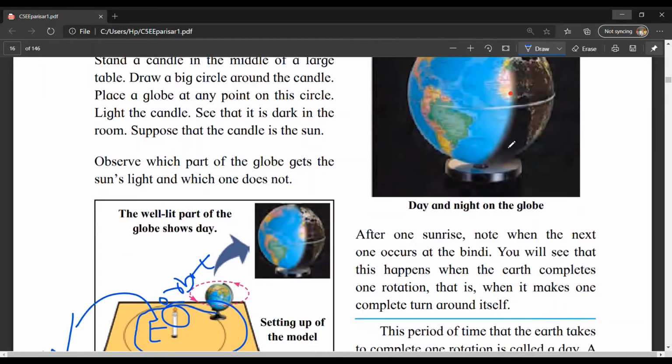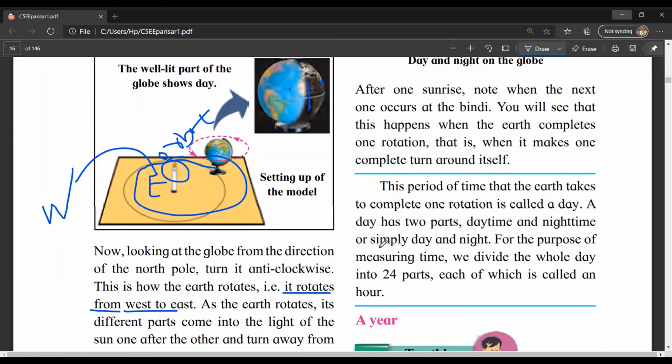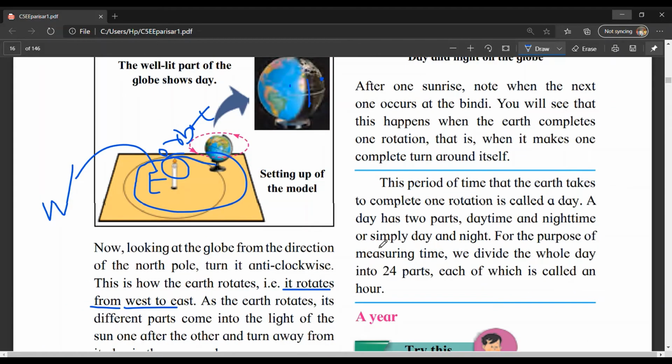That means whenever the bindi is in the light part, that is, if the bindi is here and the earth is rotating, after one rotation it will again come to that point, but for some time it will be in the darker position. That means in this part there is day and in this part there is night. The day and night both combine to become one day. That is how we experience day and night on the earth.